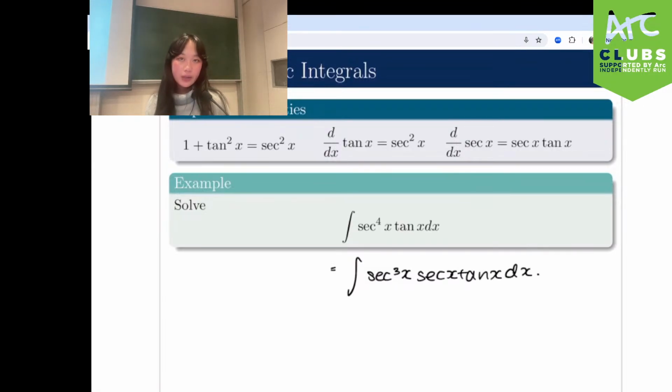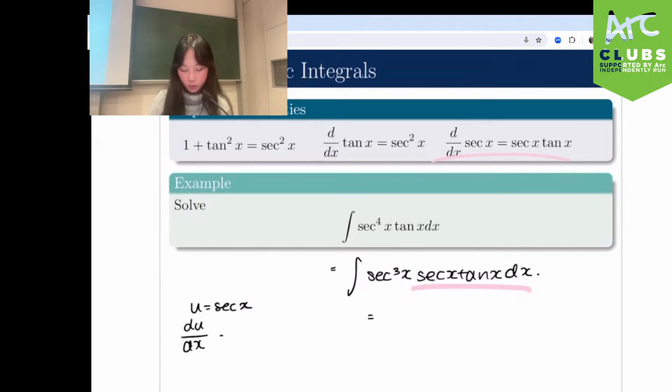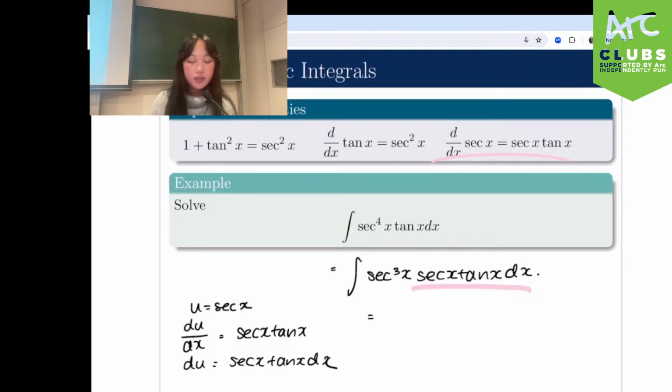Okay, and why can I make a sec substitution here? Because we've got sec tan out here, and when we differentiate sec, we get sec tan. So if we let u be sec x, du on dx will be sec tan, right? So du will be sec x tan x dx, which is conveniently what I've underlined in pink. So this is just the integral of u cubed, so it's just u to the 4 on 4 plus c.